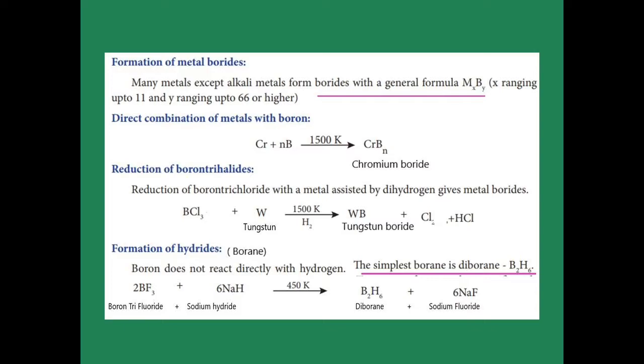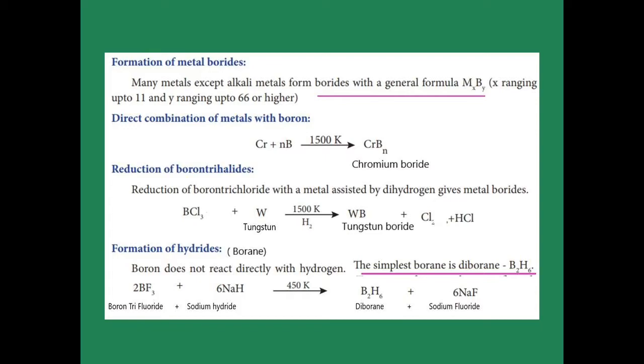Let's see the chemical properties of boron one by one. First chemical property, formation of metal boride. When boron is reacted with a metal, we get the metal boride. The general formula for metal boride is MxBy. M means metal, the metal ranges up to 11, and B means boron, it ranges up to 66 or higher. For example, chromium is added with n number of boron at high temperature 1500 Kelvin, and we get CrBn, that is chromium boride.